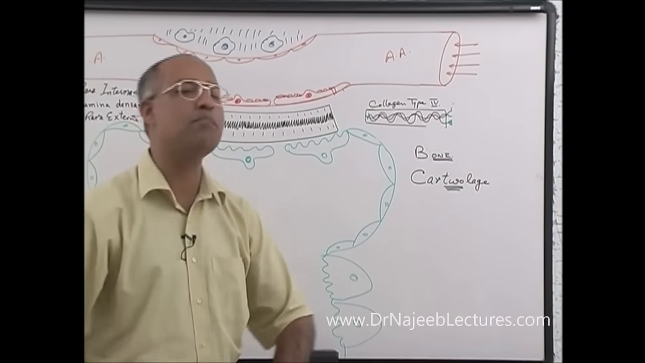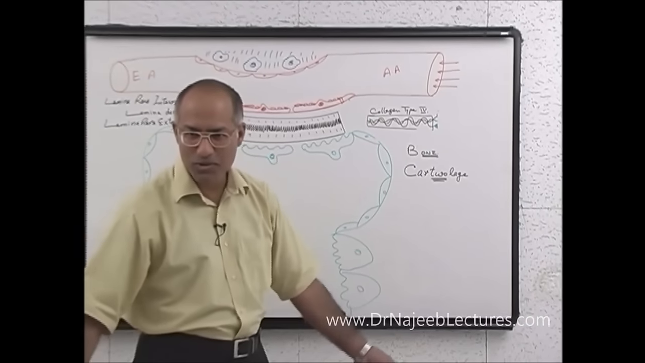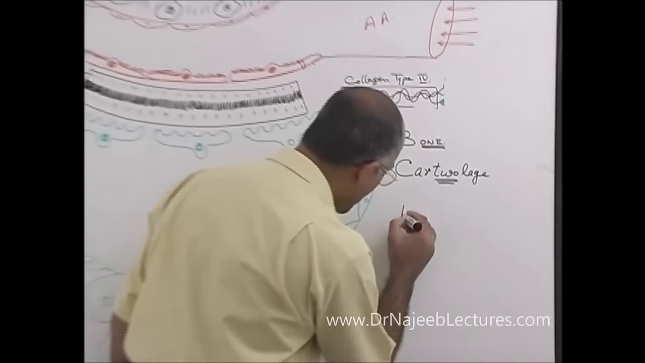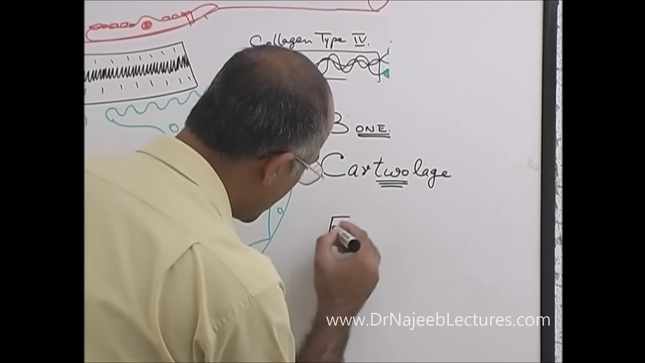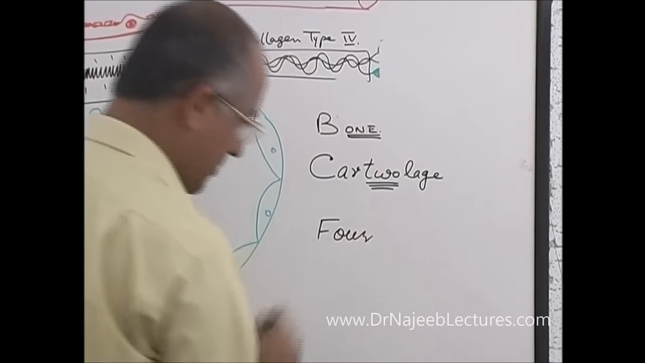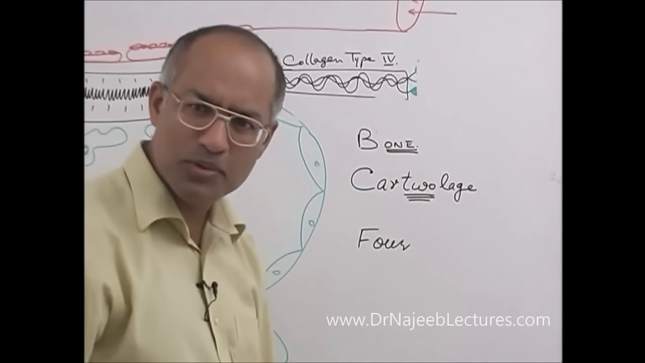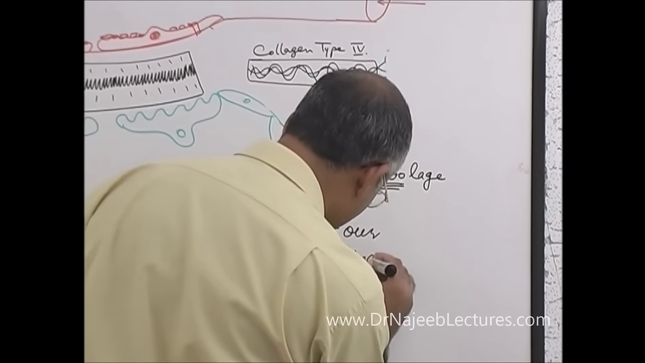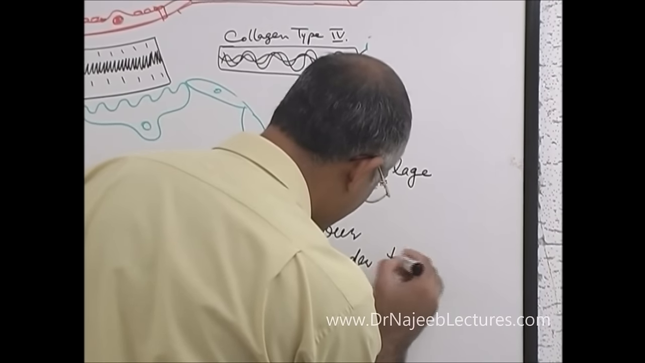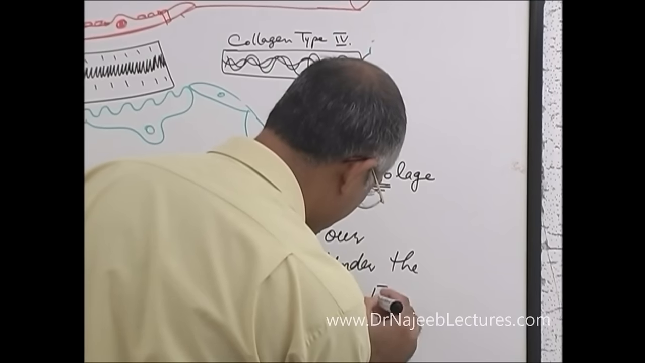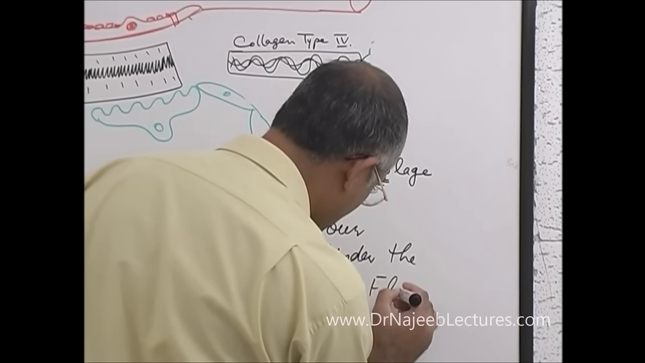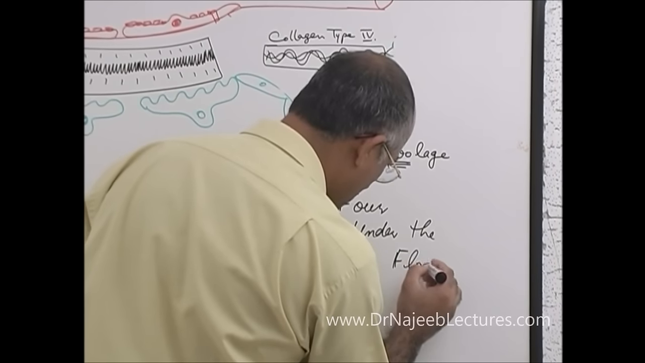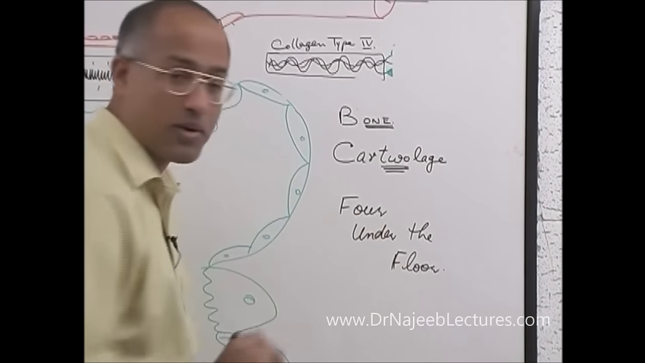Type 3 collagen is at many places, so no need to remember, right? But type 4, sometimes you should do a little poetry here. 4 under the floor. How do you spell floor? Double O-R. 4 under the floor.